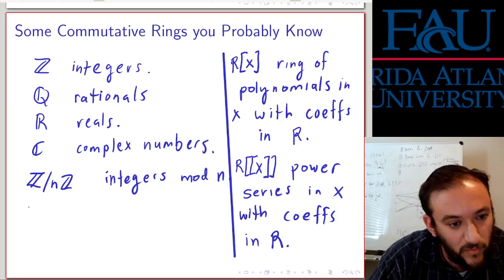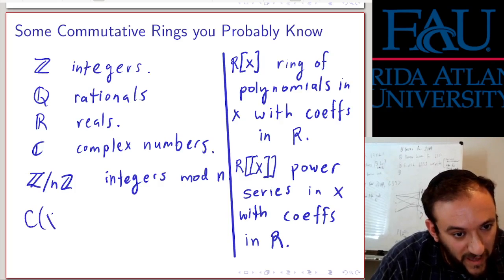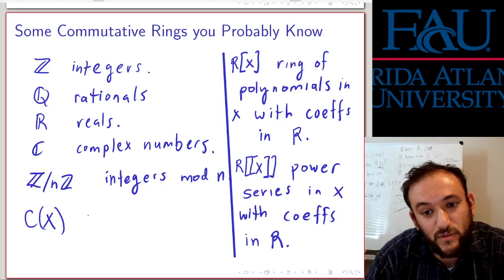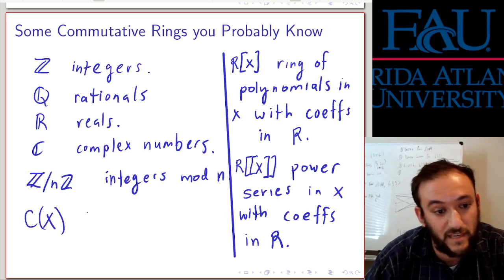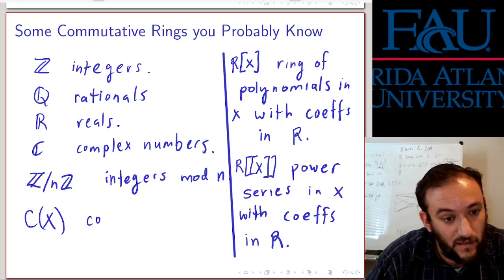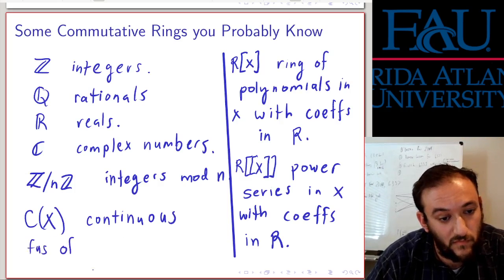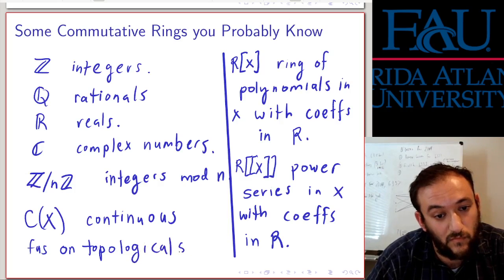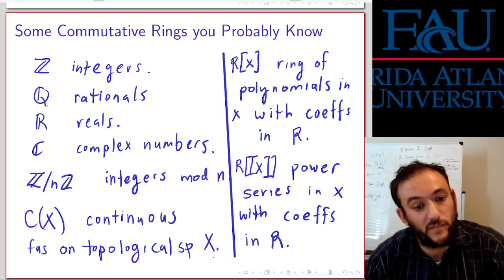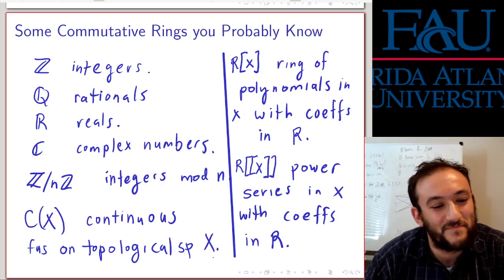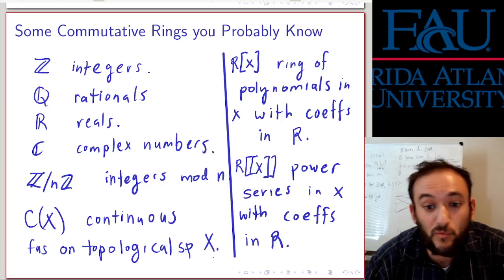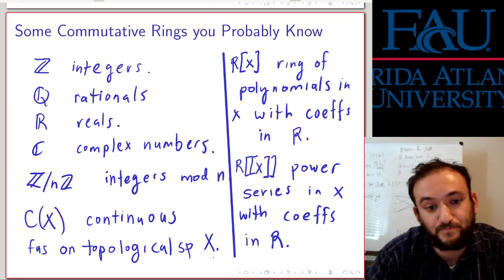And one other one that you might not have considered in the past is the set of continuous functions on some topological space X. So this is also a ring under pointwise addition and multiplication.